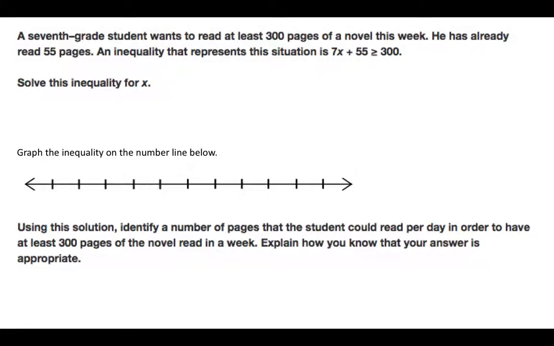Okay, this one says, a 7th grade student wants to read at least 300 pages of a novel this week. He has already read 155 pages. An inequality that represents the situation is 7x plus 55 is greater than or equal to 300. First thing we need to do is solve this inequality for x.